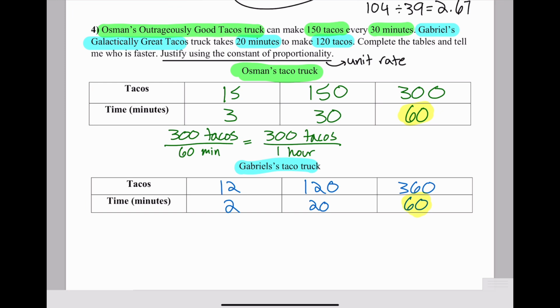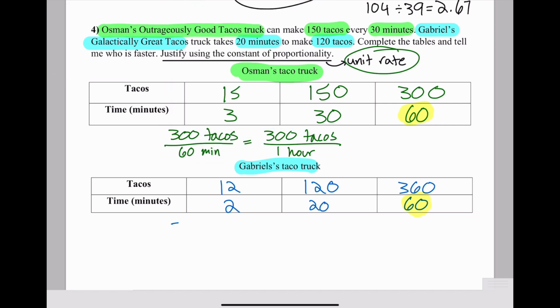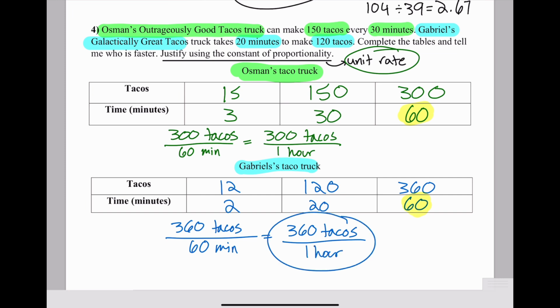Because remember, unit rates need to have a 1 in the denominator. And so same thing with Gabriel's. He had 360 tacos in 60 minutes, which turned into 360 tacos per hour. And it's still the same thing, right? We can still see that Gabriel's is faster. So those are just 2 different ways. Again, you could have done it many other ways. As long as I can see your justification and your logic, I'm happy.